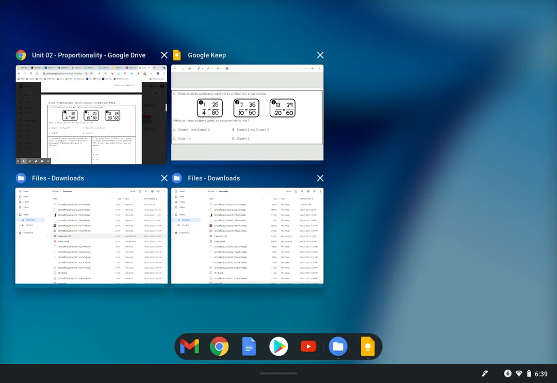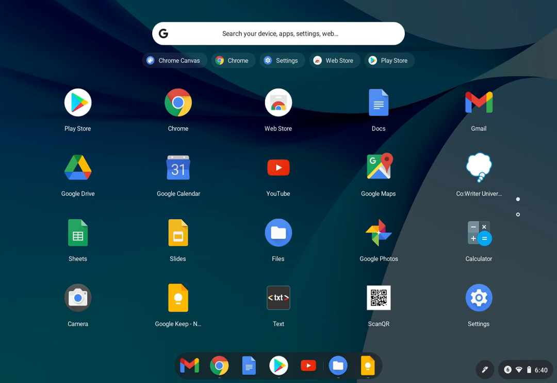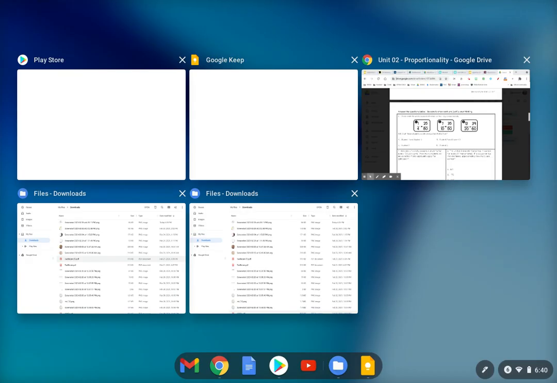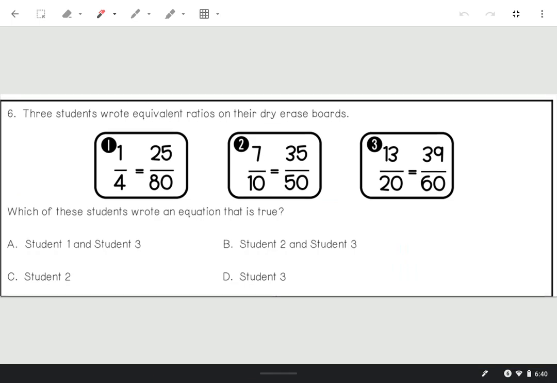All right, guys, we're going to review how to tell if something is a proportion. So a proportion is two ratios that simplify to the same thing. We're going to look at two ratios to see if they're a proportion, okay?